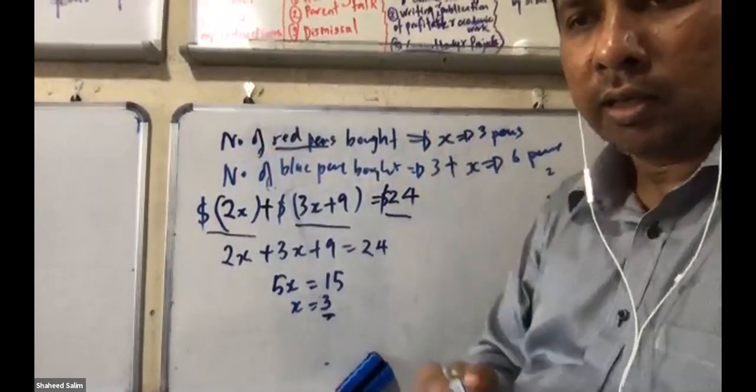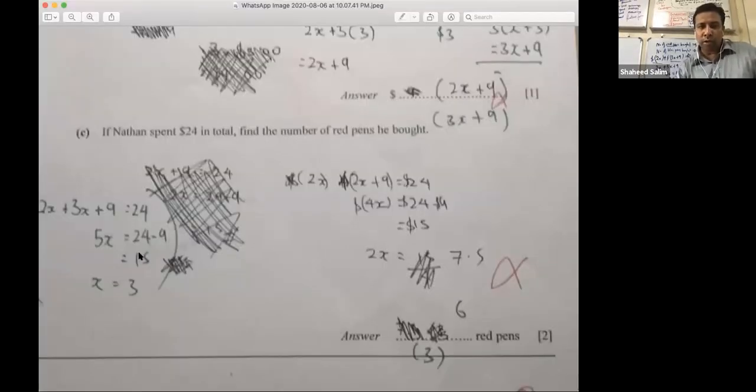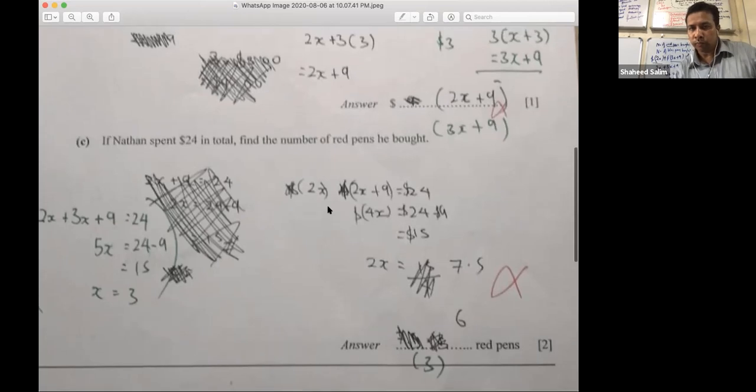Solved already. Let us look at your working now. Down here is the same thing, right? So X equals 3. So the answer is that. Let us look at yours. Yours is wrong, I think, because you use this one.